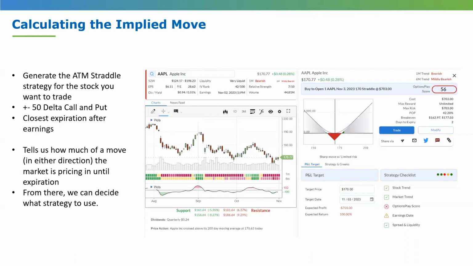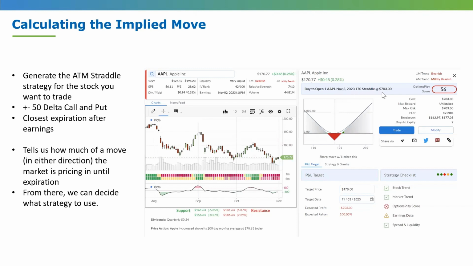So a straddle simply involves, in this case, we'd have to use something called an at-the-money straddle. And a straddle simply involves buying a 50 delta, or roughly 50 delta call, and buying a 50 delta, or roughly 50 delta put. Basically, you want to buy the most at-the-money option you can on the call side, as well as on the put side. And when it comes to targeting the expiration, you want to look for the closest expiration right after that earnings announcement.